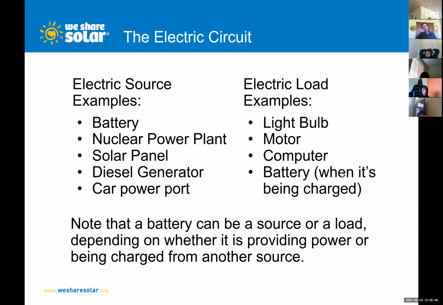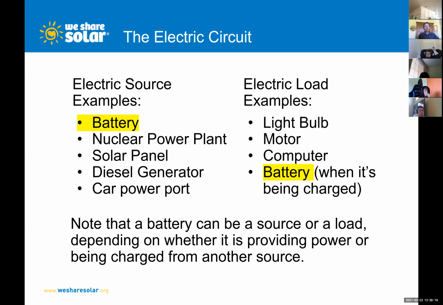So this was the slide I got from the We Share Solar people. Electric source examples: battery, nuclear power plant, solar panel, diesel generator. I added a car power port, the charging port in a car where you can charge your phone. I know that's coming from gasoline, but it's still a source for a particular circuit. And then electric load examples: light bulb, motor, computer. And then get this, a battery can be a source or a load, depending on whether you're pulling power from it. That's when it's a source.